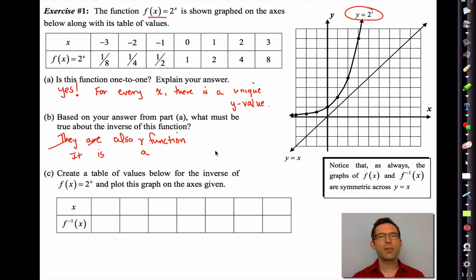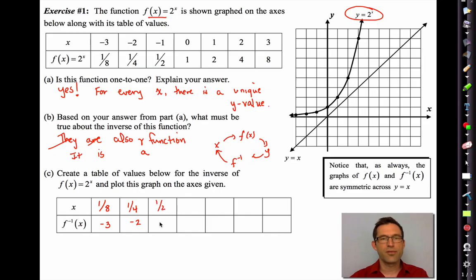Letter C says, create a table of values below for the inverse of f of x equals 2 to the x, and plot this graph on the axes given. So remember, with inverses, inputs become outputs, and outputs become inputs. So literally, that output of 1/8 becomes an input, and then the input of -3 becomes the output. Remember that, right? X goes into f of x, out comes y, y goes into f inverse, out comes x, right? So when x is 1/4, then the output must be -2.